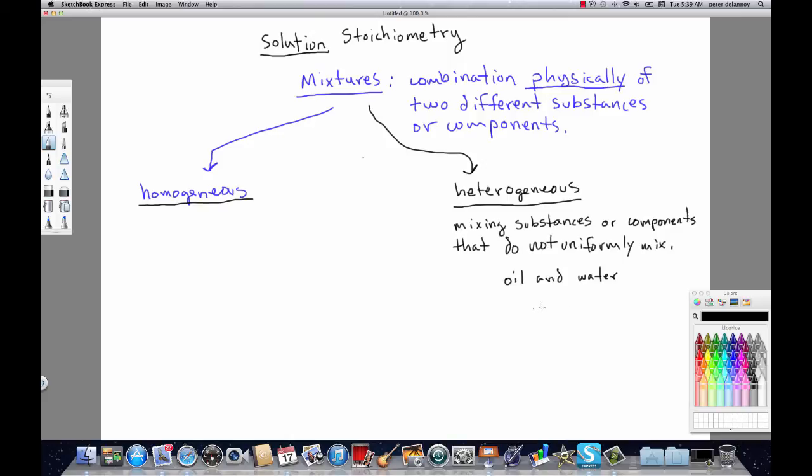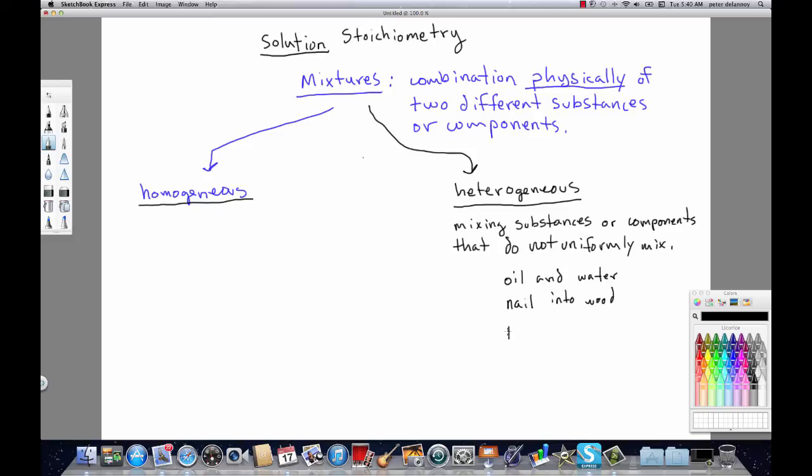The point being is that oil and water are not able to make a uniform mixture where the particles can interact and mix together in a productive way. The two materials are going to separate. Another example of this would be like hammering a nail into wood. All right, that is a heterogeneous mixture, easily separated because all we're going to need is a hammer to pull the nail out of the wood.